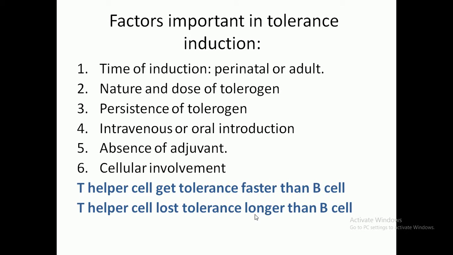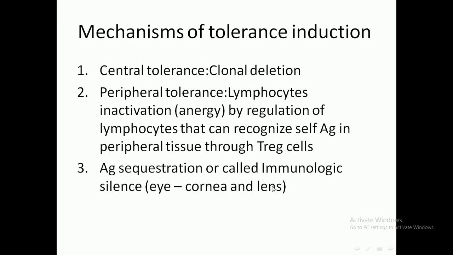Factors of importance in tolerance: the time of induction, nature, dose, persistence, intravenous or oral introduction, absence of adjuvant, and cellular involvement. As we see, T helper cells get tolerance faster than B cells, and T helper cells lose tolerance more slowly than B cells. Mechanism of tolerance: central tolerance by clonal deletion, which occurs in the thymus, and peripheral tolerance by lymphocyte inactivation, called anergy, which is different from allergy.